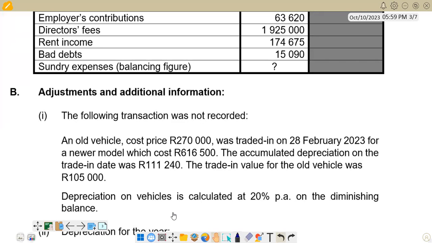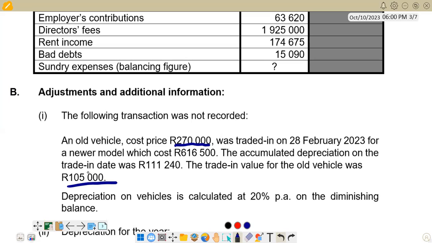The question goes on to say depreciation on vehicles is calculated at 10% per annum on the diminishing balance method. Very important to take note of the method of calculation of depreciation there, which is diminishing balance. The trade-in, if you go to the question, had a cost price of 270,000. Very important to take note. And the value that it was traded in for is here: the trade-in value for the old vehicle was 105,000. Very important to take note.